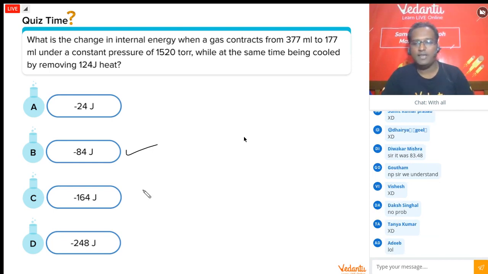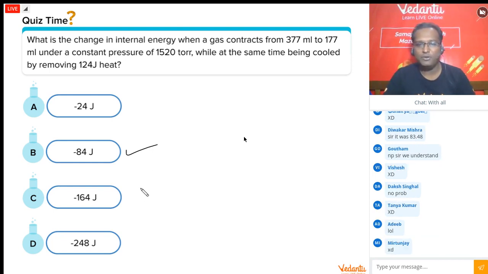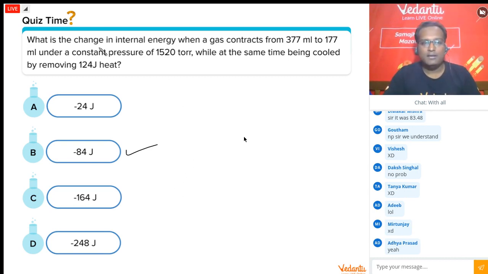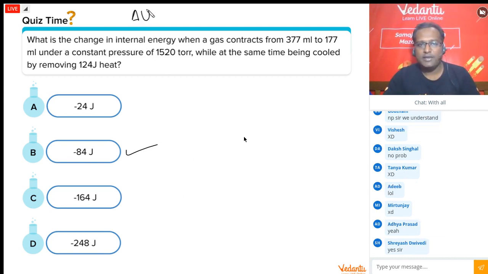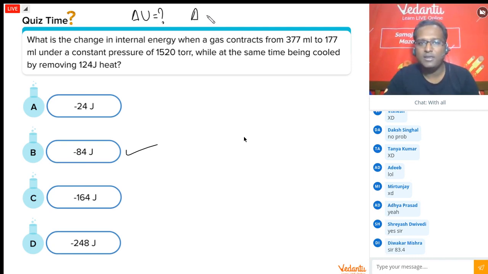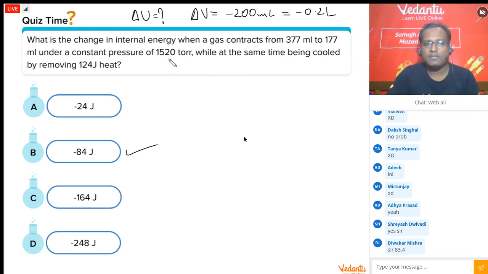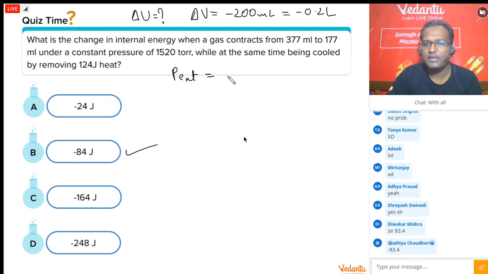Many of you got C, I see. Let's solve it. What is the change in internal energy? Meaning delta U is asked. When a gas contracts from 377 to 177, why does this question look familiar? The change is -200 ml, which can be written as -0.2 liter, under a constant pressure of 1520 torr. That means P external is constant and it is 2 atmospheres. Right?